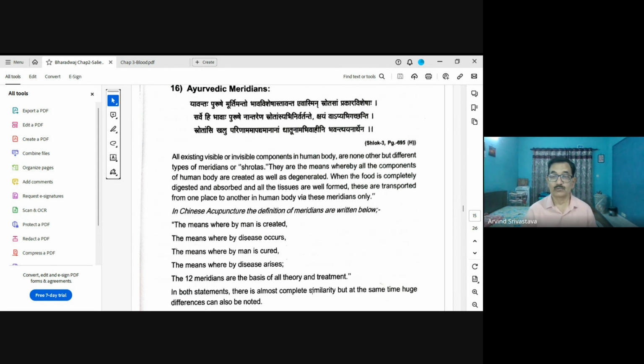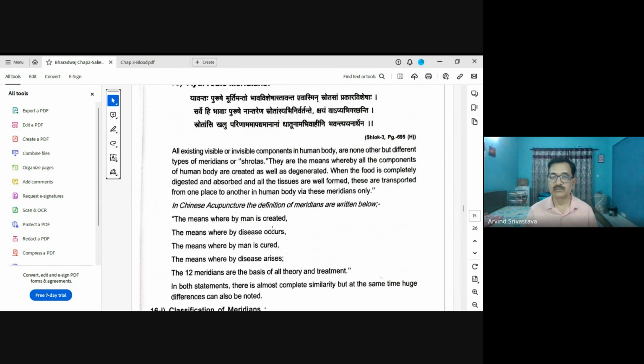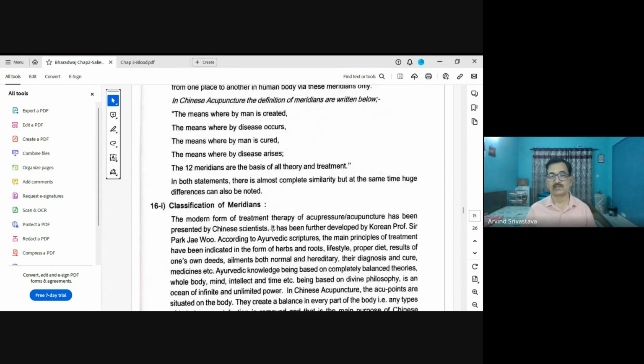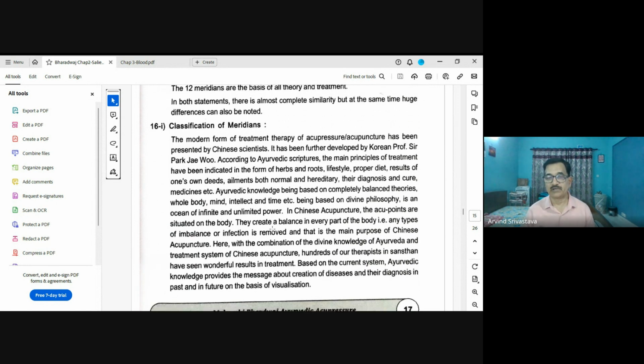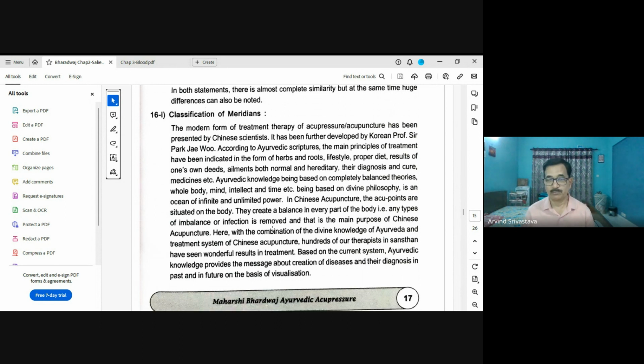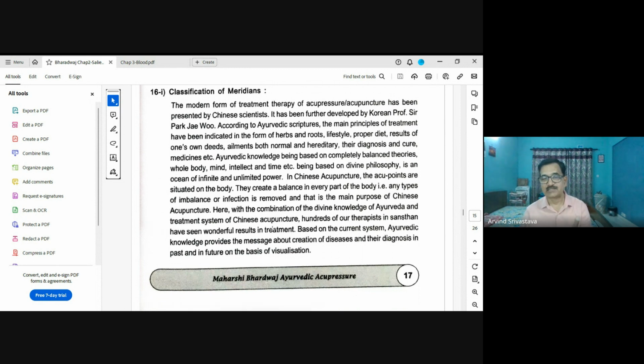Through them, the components of the human body are created as well as degenerated. The same as it is said, that whereby man is cured and disease occurs. The same thing is there. So the definition is more or less the same in shrotas too. But in the Chinese classical meridians, more or less only 14 meridians were there, and through them they were able to treat diseases. This was the fundamental. But in Ayurveda, there are so many meridians. There are innumerable shrotas. They cannot be counted in numbers. But the basis is the same.